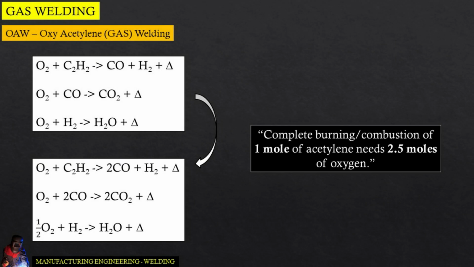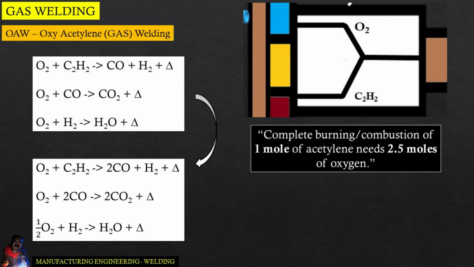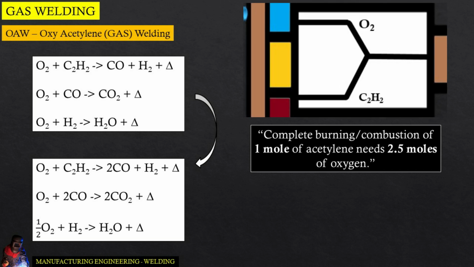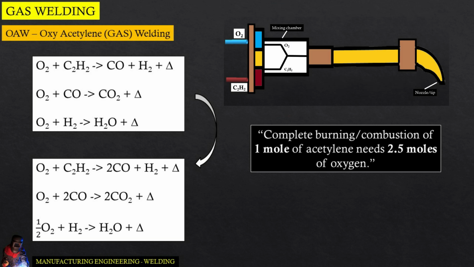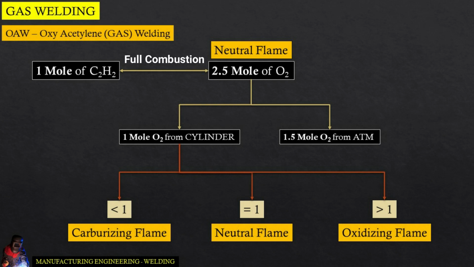Now, the reaction that you can see here is what is going on inside the mixing chamber, which is an integrated part of the torch body. Here, for complete burning or combustion of 1 mole of acetylene, 2.5 moles of oxygen are needed. So, 1 mole of C2H2 for full combustion needs 2.5 moles of oxygen. Here, 1 mole of oxygen is from the cylinder and 1.5 moles of oxygen are taken from the atmosphere.